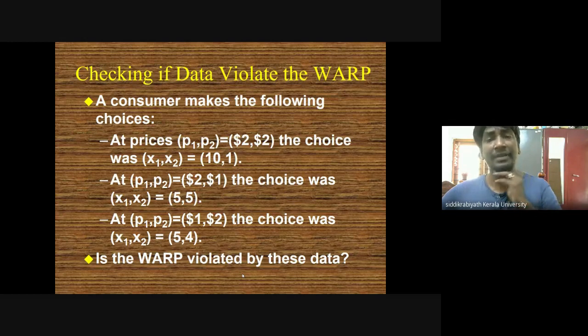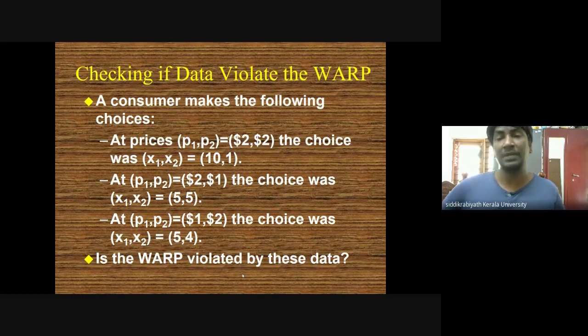Now, checking if data violates the WARP: the consumer makes the following choices at prices P1, P2. Let's have an empirical example, at prices P1 and P2, maybe $2, $2. The choice was X1 and X2, which gives a 10-1 relation. These are all arbitrary numbers. You can give any numbers and make a matrix. We are trying to construct a matrix that gives an understanding of how the data violates or does not violate certain conditions. So let us look into the data set.